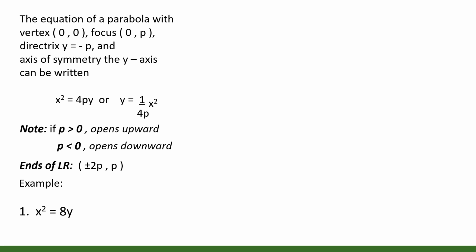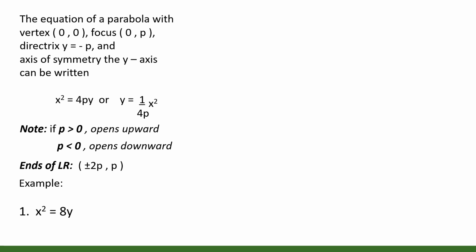The equation of a parabola with vertex (0, 0), focus (0, p), directrix y equals negative p, and axis of symmetry, the y-axis, can be written as x squared equals 4py, or y equals 1 over 4p x squared. Take note, if p is greater than 0, the parabola opens upward, but if p is less than 0, the parabola opens downward. And to get the ends of the latus rectum, the coordinates are plus or minus 2p, p.